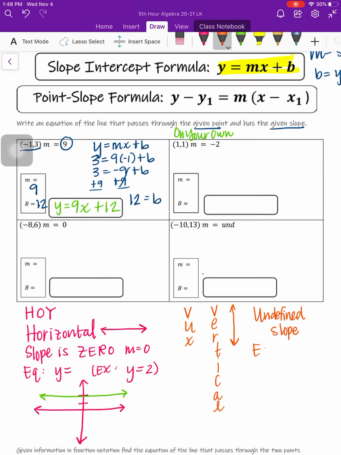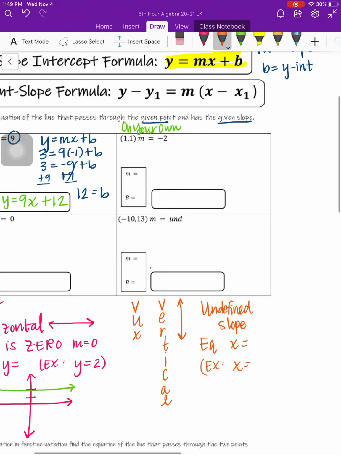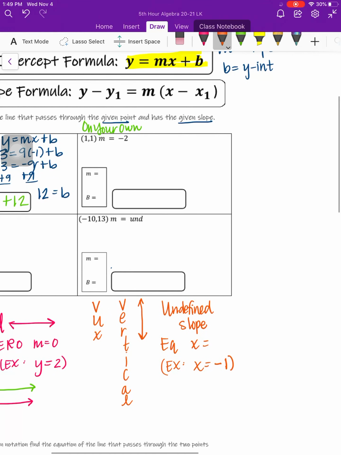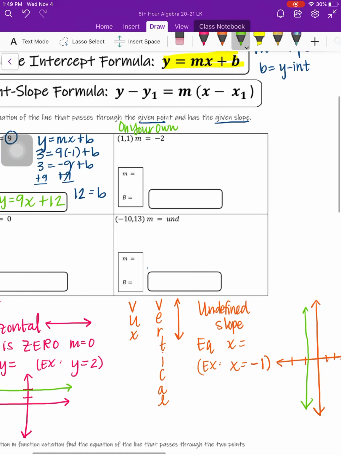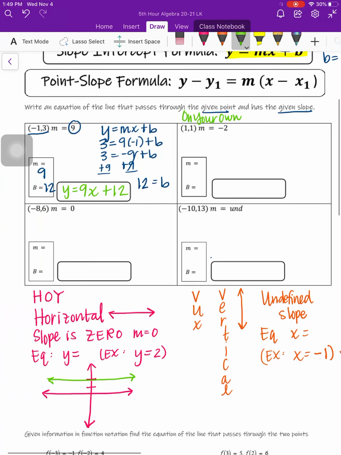And the equation is in the form of x =. So for example, we would see something like x = -1. In a graph like this, we would have a vertical line through the x-axis at -1. I did not do a good job drawing that line through -1, but you get it.